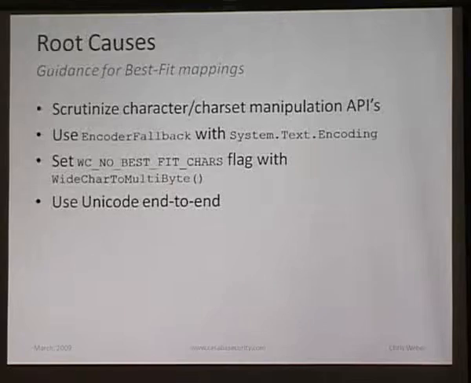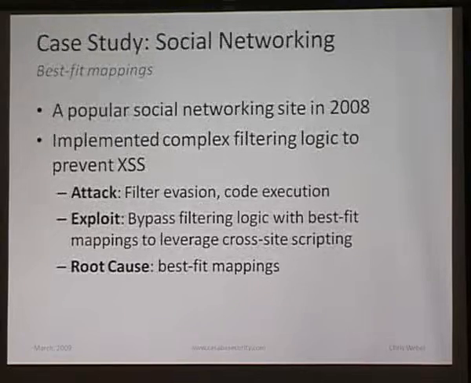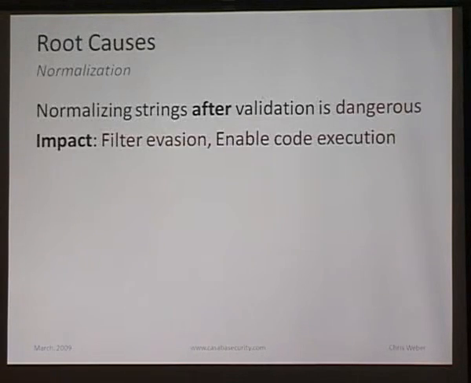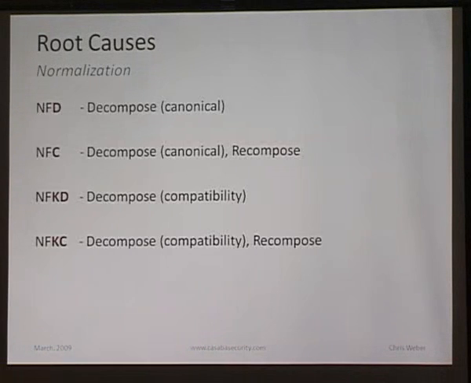Best fit mappings are very dangerous. I pulled this attack off on a social network. I gave them a full width M, and they best fit mapped it down to a regular M, even though they were filtering for Moz binding before. I was able to get around their filtering with a best fit mapping. I don't know where they were doing best fit mapping. That's a problem. You always have to normalize before validation, and do all your stuff.